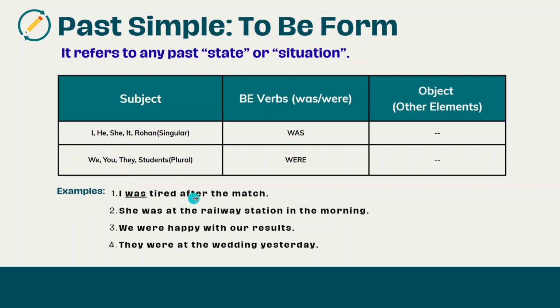Look at the examples. I was tired after the match. So this is a kind of a situation, okay? It is not any action over there. She was at the railway station in the morning. We were happy with our results. They were at the wedding yesterday. As you could see, these are referring to any state or any situation. They are not action verbs. So these are not at all having ed, regular and irregular. So past has also this be verb structure that you have to remember by heart.